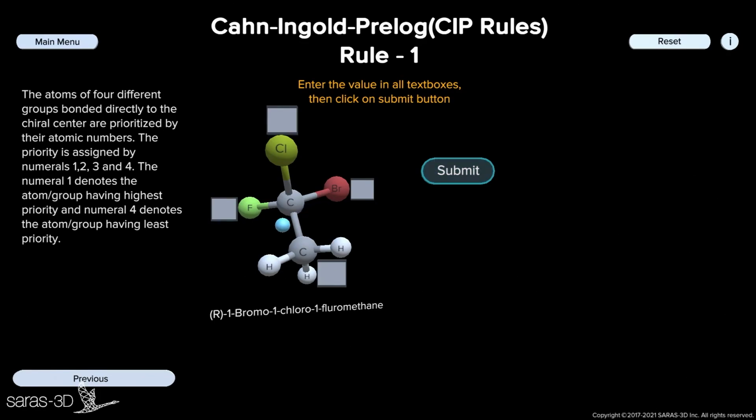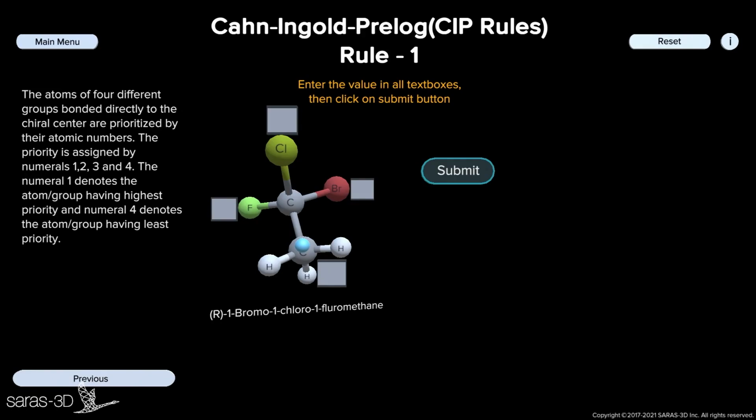So now we can see here, this is the chiral carbon. It is bonded to 4 different groups: bromine, chlorine, fluorine, and this is a methyl group. The methyl group is bonded through carbon. So we have to consider bromine, chlorine, fluorine and the carbon of the methyl group. Now the atomic number of bromine is 35, chlorine is 17, fluorine is 9 and that of carbon is 6.